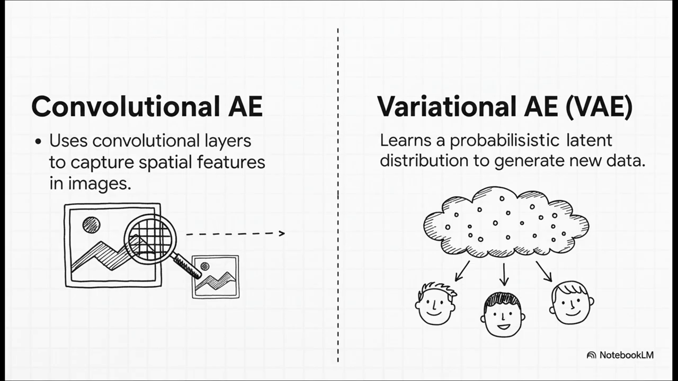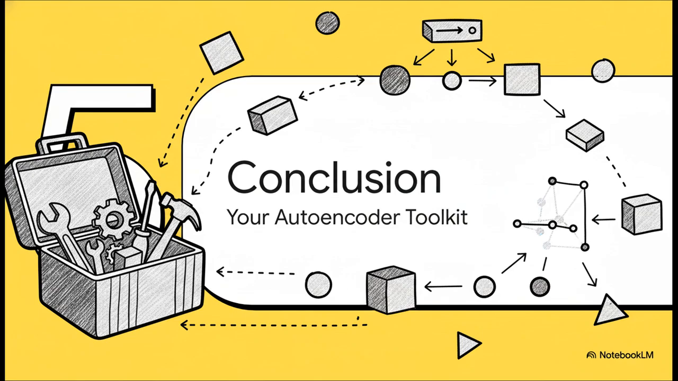Then you have the variational autoencoder, or VAE, and this one is a whole different beast. Instead of learning a single fixed code for an image, it learns a probabilistic recipe for how to make that image. And that's a game changer because it allows the VAE to actually generate brand new, completely realistic data that's never been seen before. Whew, okay, that was a lot.